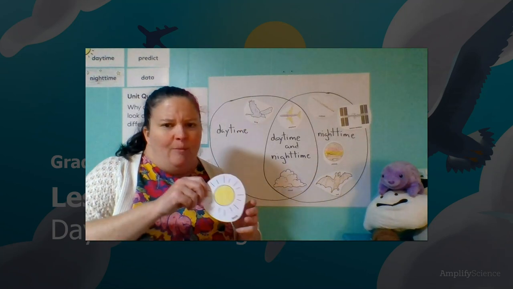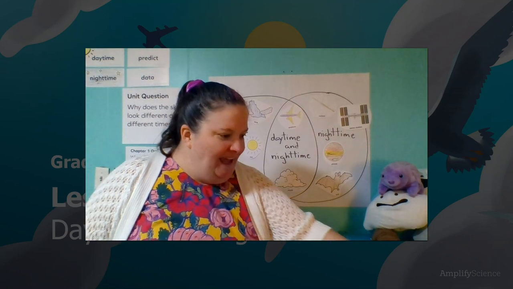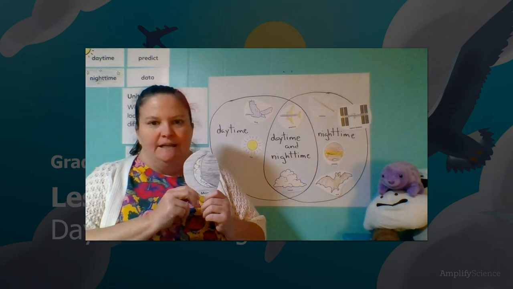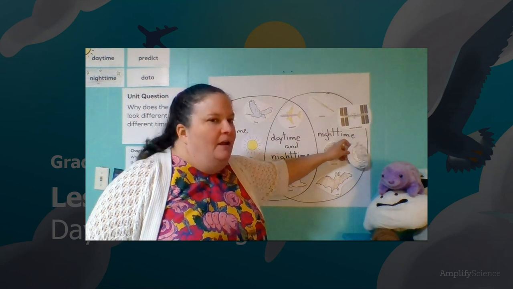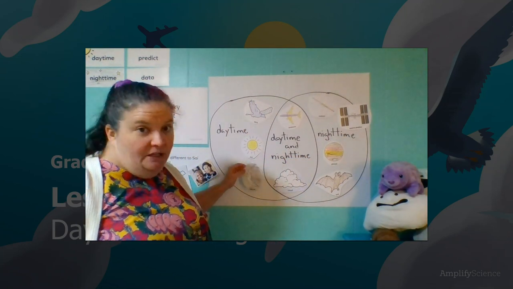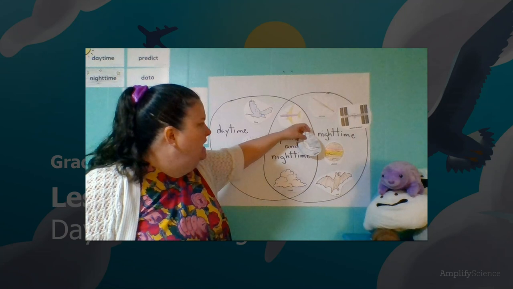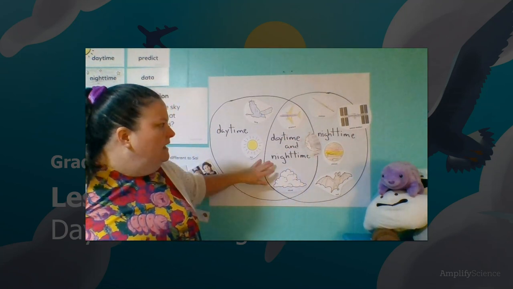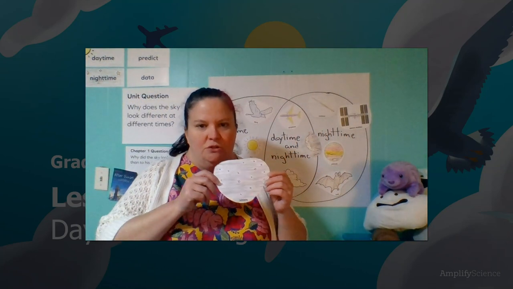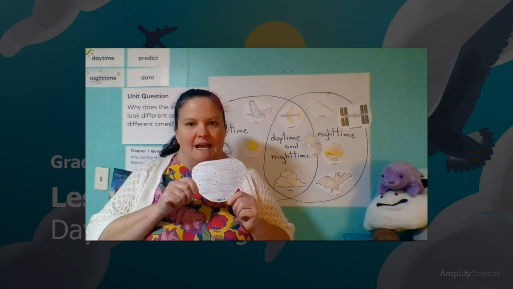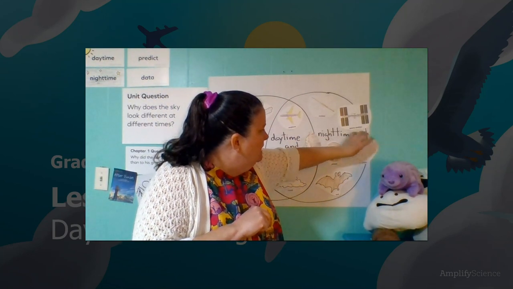And how about the sun? Daytime, that one was easy. And the moon? Daytime, nighttime, or both? I know most of the time we think about seeing the moon only at night, but I've seen the moon during the day too. Have you guys ever seen the moon during the day? I have. I might be wrong, but I'm gonna put it in the middle, daytime and nighttime. And then the last one I have is stars. When do we see stars? Daytime, nighttime, or both? I'm gonna put it right here in nighttime.